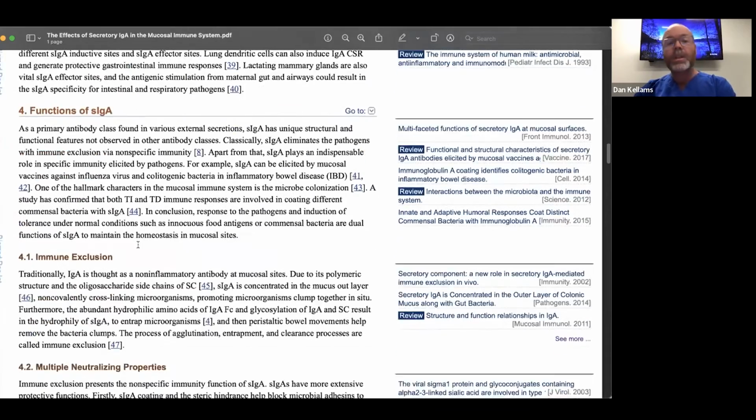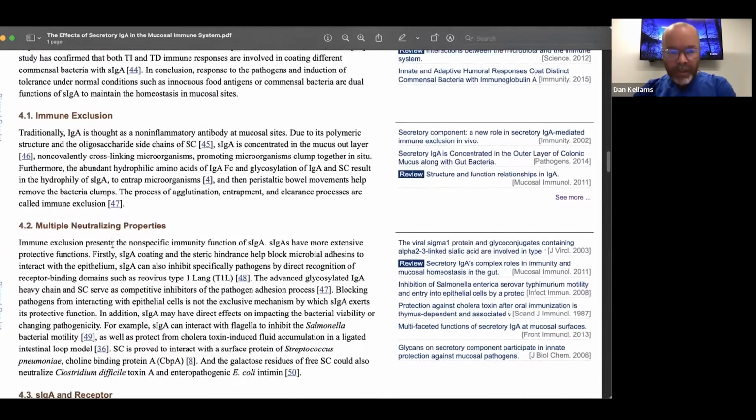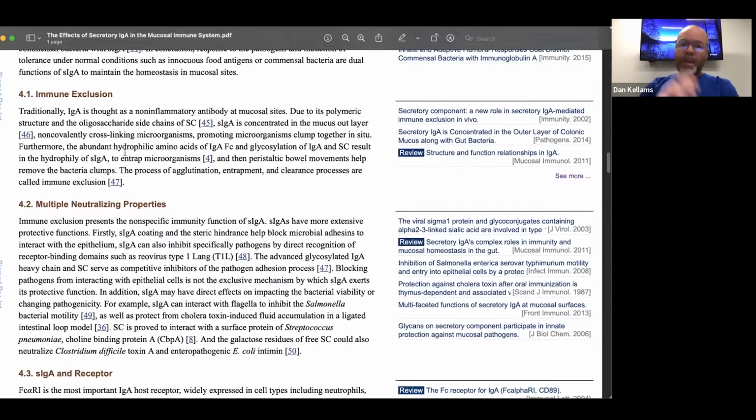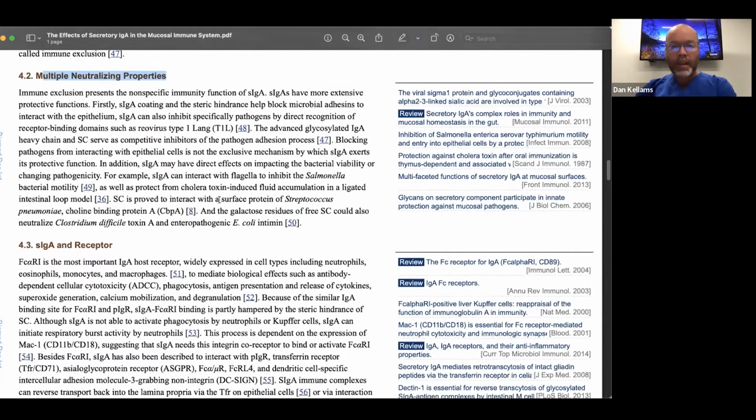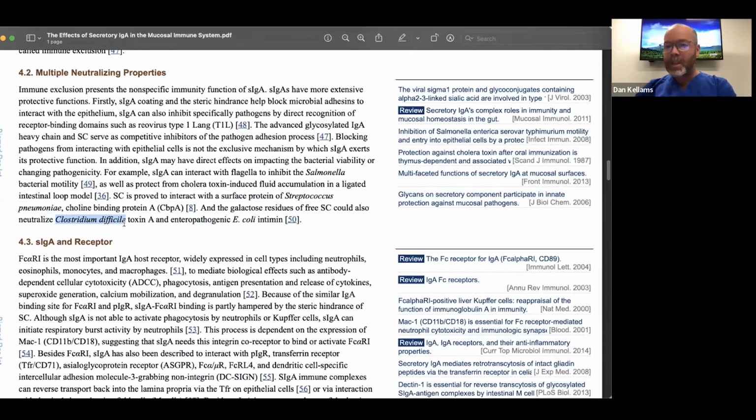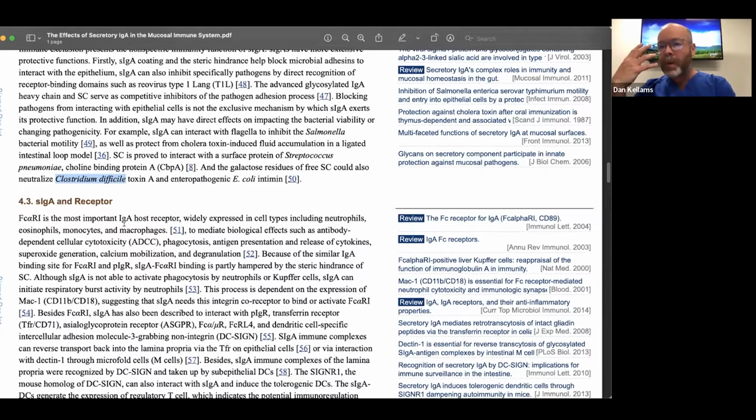It goes into these effector sites and talks about the functions of SIgA, which include immune exclusion. It helps pull things out and identify which items are safe or not. It has neutralizing properties to calm down an inflammatory response, like the surface protein of Streptococcus pneumoniae. It can also neutralize C. diff if there are good amounts of SIgA. These are your surface antibodies on the mucosal membrane that slow down the immune response and neutralize things.